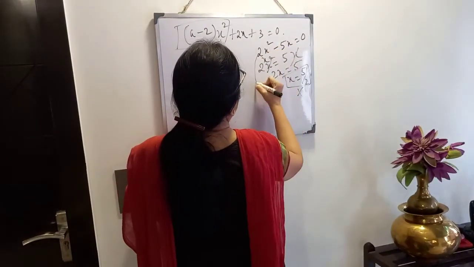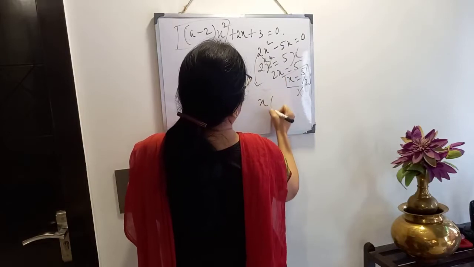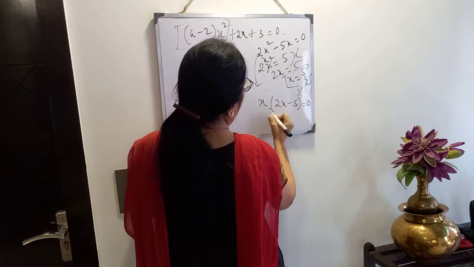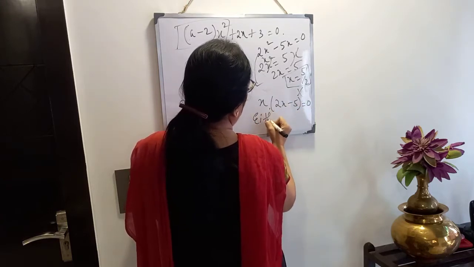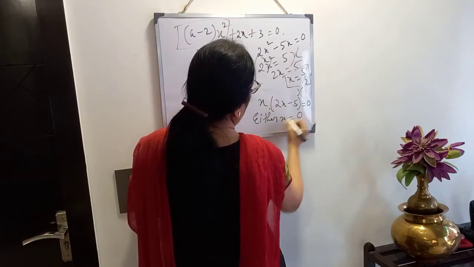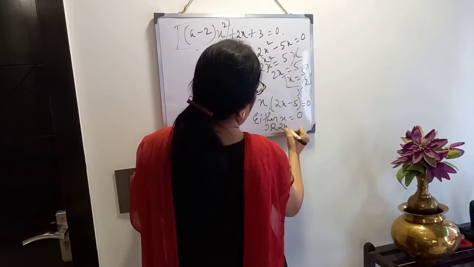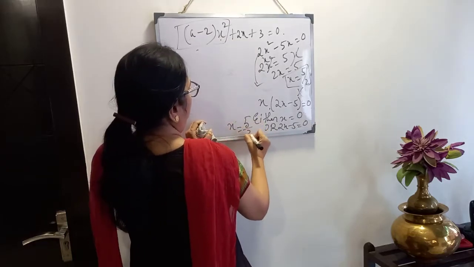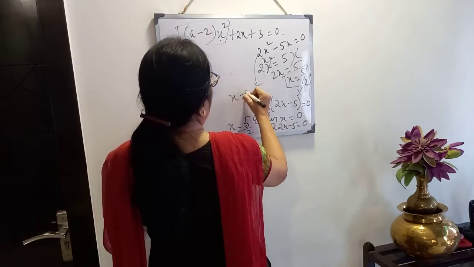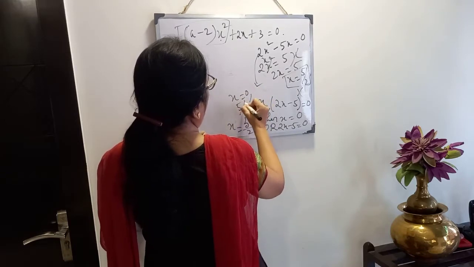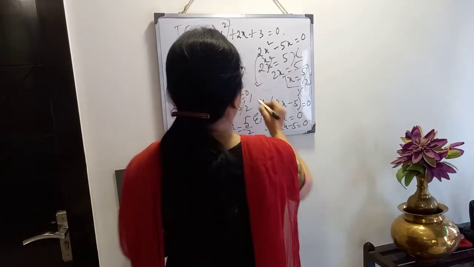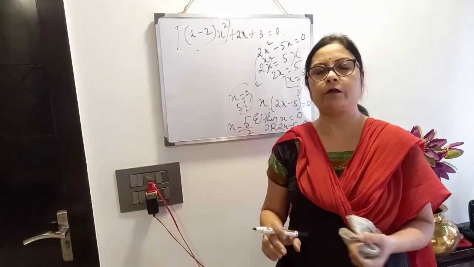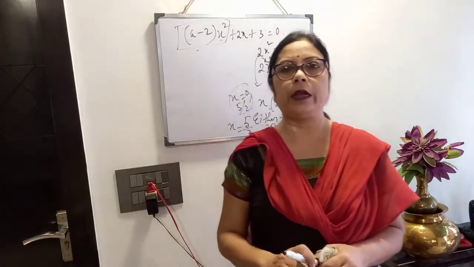So what to do in this case? You have to take x common. Then it will become x into 2x minus 5 equal to 0. Now the product of two factors is 0, which means either x equal to 0 or 2x minus 5 equal to 0, which means x equals 5 by 2. So two values you are getting, 0 and 5 by 2. So this is the correct answer and the other is the wrong answer. Keep it in mind: after solving any quadratic equation, you will get two values.